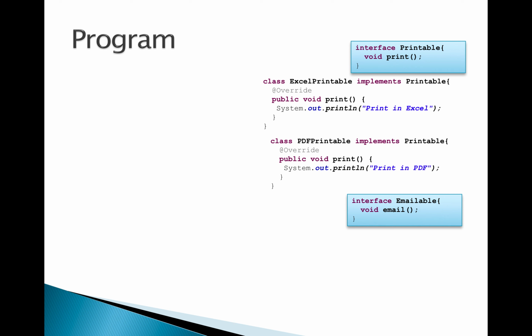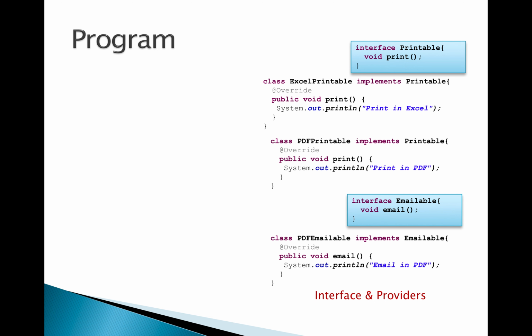Same is the case with emailable. I have an implementation for emailable which is going to email it in PDF. I have just email PDF emailable. Now I have interfaces and I have providers for the interfaces, which is implementing and providing a product for you. So the interface printable is implemented by two providers. One provider is providing the Excel printable, the other one is providing the PDF printable.